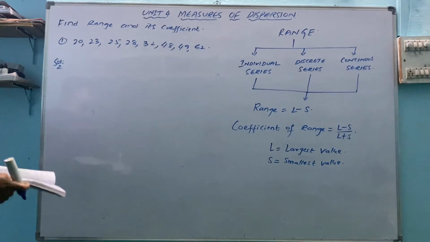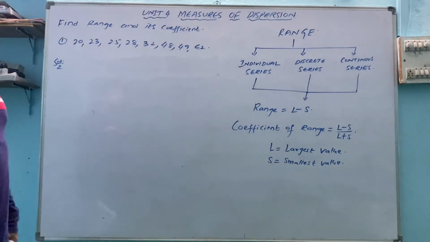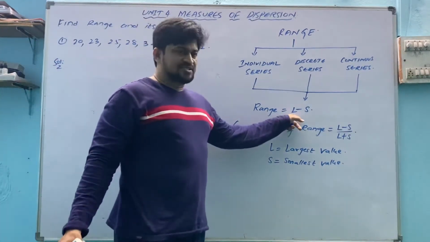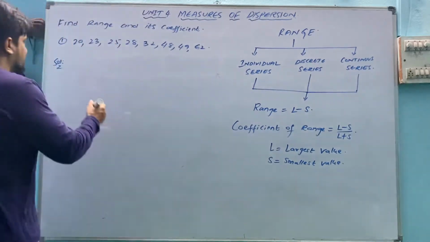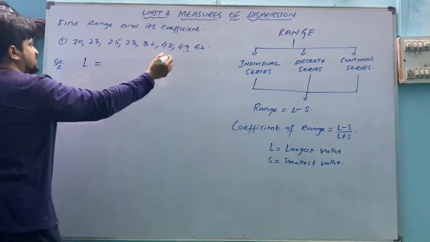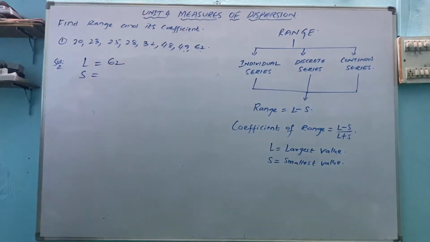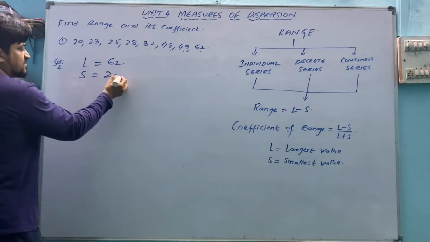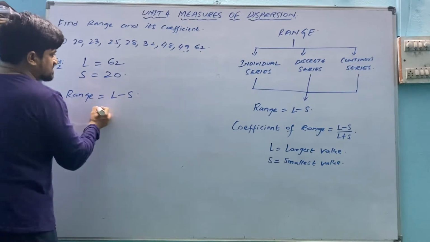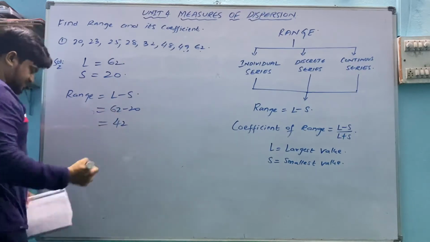This is the question: find the range and its coefficient. To find the range, first you should know the formula for range. Range is largest minus smallest value. So we can take L equals the largest value from this one. 49 and 62 are there, so 62 is the largest value. Then the smallest value is 20. So we have range equals largest minus smallest, 62 minus 20, which is 42.